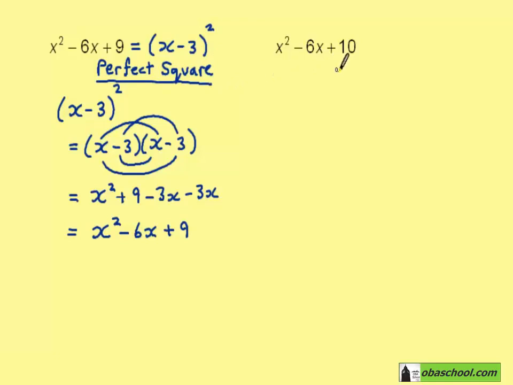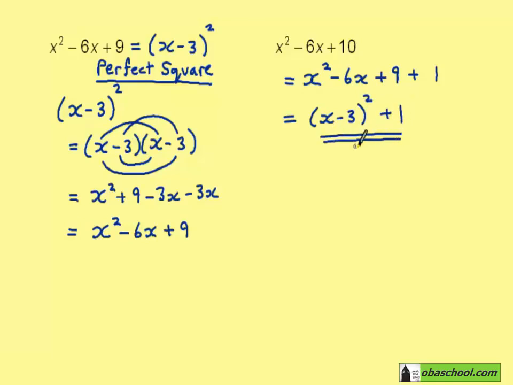Consider x squared minus 6x plus 10. This could be written as x squared minus 6x plus 9 plus 1. This is x minus 3 all squared plus 1. When we write a quadratic in this form, it's called completed square form.